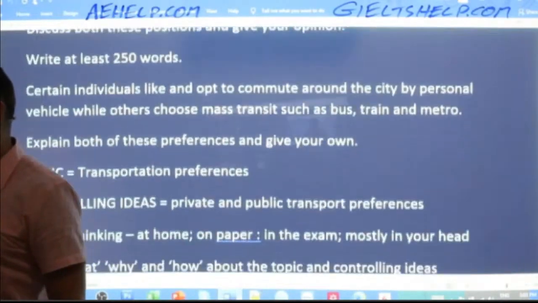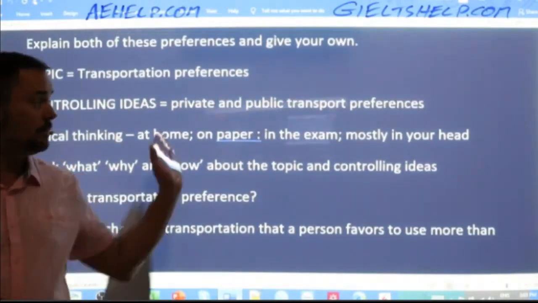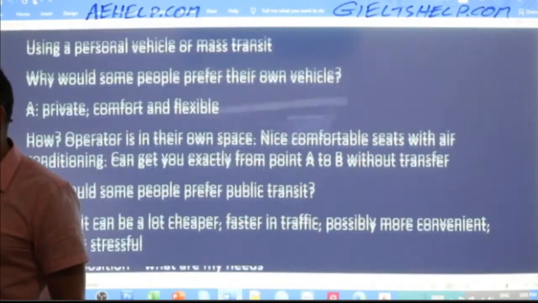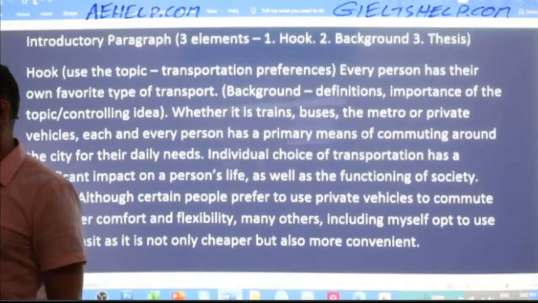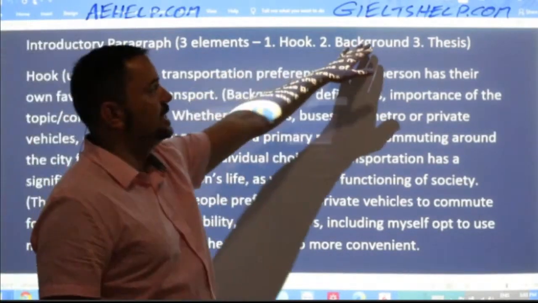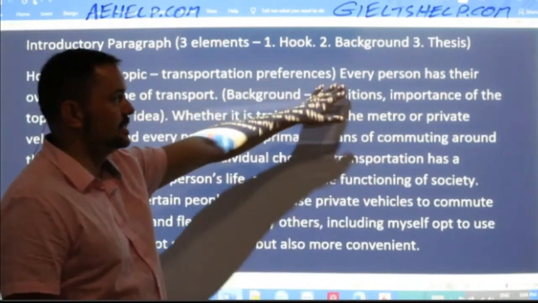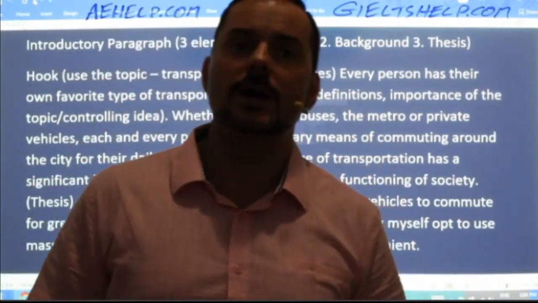So we talked about this. We developed our thesis based on thinking critically about the topic, the controlling idea. And eventually we got to writing the introductory paragraph. Now, the introductory paragraph, of course, has three elements, as I expressed yesterday in detail. It has a hook, it has the background, it has the thesis, and the hook, of course, has the topic in it, transportation preferences. And here we go. So just one more time, here is the introductory paragraph, and then we'll get right into those body paragraphs.